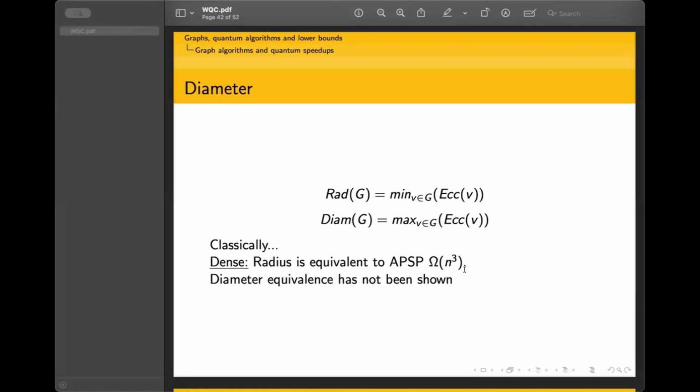Because diameter and radius only ask you for just one number, right? For the diameter, it asks you for the longest eccentricity, and for radius, it just asks you for the shortest eccentricity in the graph. And the APSP algorithm outputs like the witnesses, all shortest paths in the graph, which seems redundant just to output a single number. But people cannot show that there's any discrepancy, that you can do diameter faster.